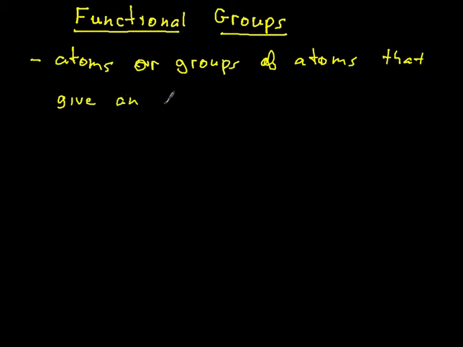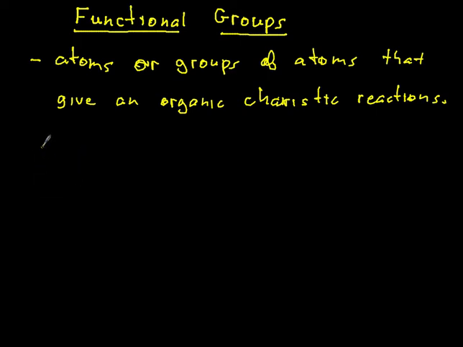Give an organic compound characteristic reactions. So they react in certain ways if they have these functional groups. If they have this functional group, that gives it certain kinds of reactions that it can do or that it will do. Okay? And so we're just going to start listing them out over the course of the next couple of lessons and doing some practice with them.